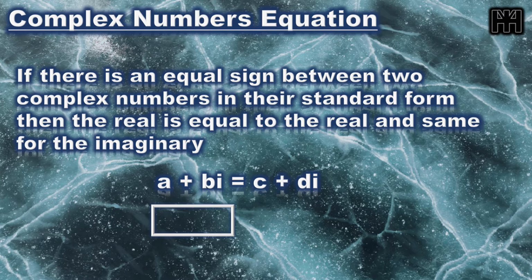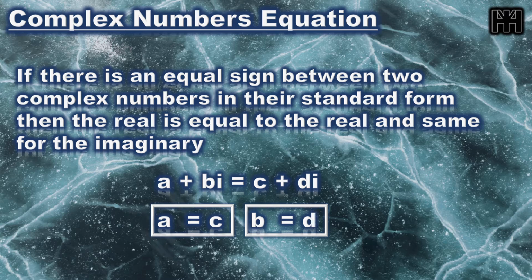So, as they are equal to each other, a must be equal to c, as a is the real part of complex number 1 and c is the real part of complex number 2. And on the other side, the imaginary must be equal to the imaginary. b must be equal to d, as b is the imaginary part of complex number 1 and d is the imaginary part of complex number 2.